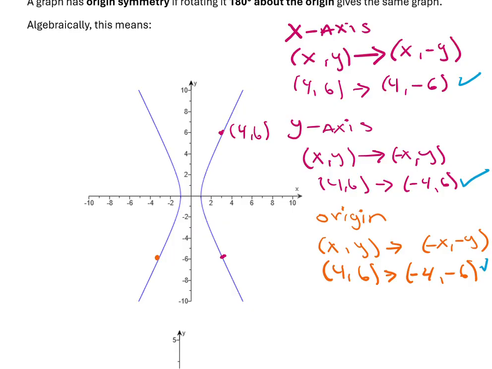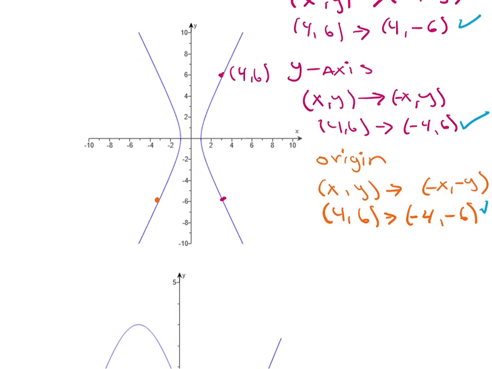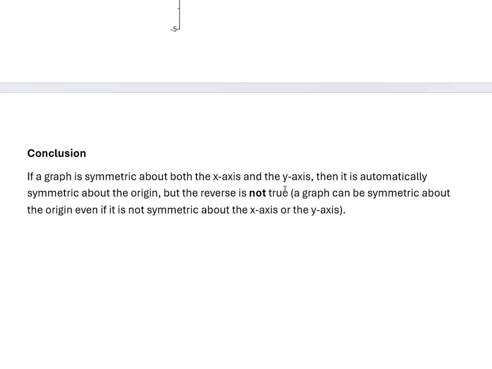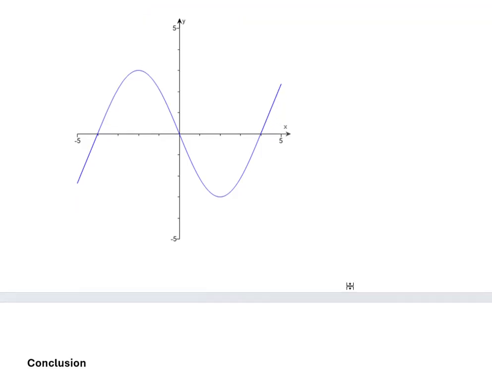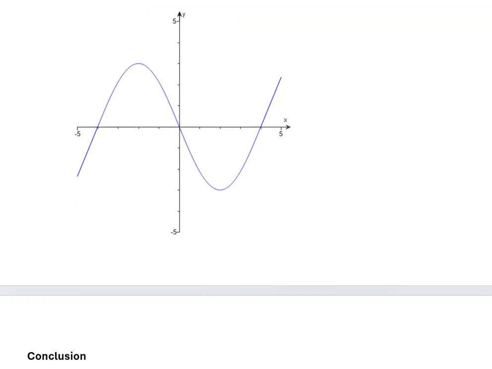So what this means is, wait a minute, if a graph is symmetric about the x and y axis, then it's automatically symmetric about the origin. So when we go back here, the moment that we have a yes for an x and a yes for a y, we will get a yes for the origin. Now, let's look at this scenario. Given this graph, determine if it's symmetric with x, y, and the origin.